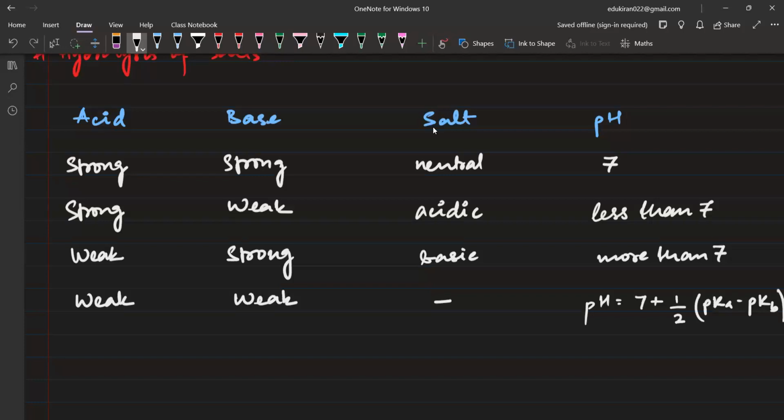So the difference between pKa and pKb, and if you add 7 to it, half of pKa minus pKb plus 7, that is going to give you the pH of a salt which is made by weak acid and a weak base. Okay? So very simple. Please copy this down. Raise your hand once you're done.